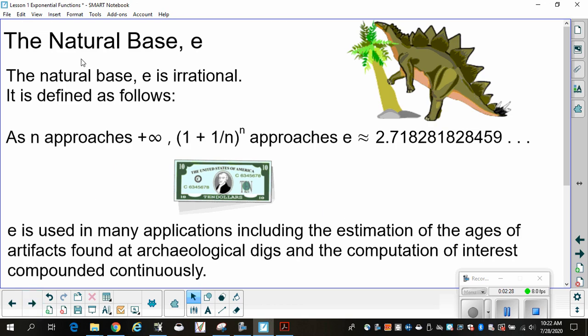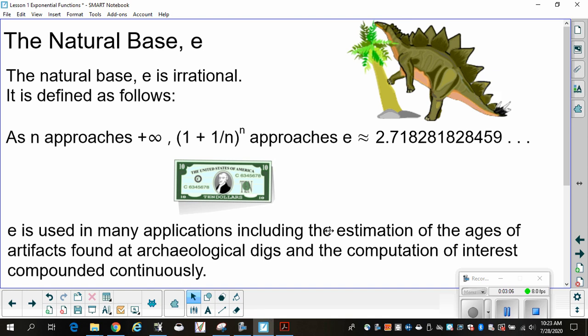Moving on, the natural base e. The natural base e is irrational. That means it does not repeat and it does not end. It's defined as 1 plus 1 over n, that quantity raised to the n, as n approaches infinity. And e approaches the number 2.71828. Bottom line, you use e instead of this, and it makes equations much simpler to handle.